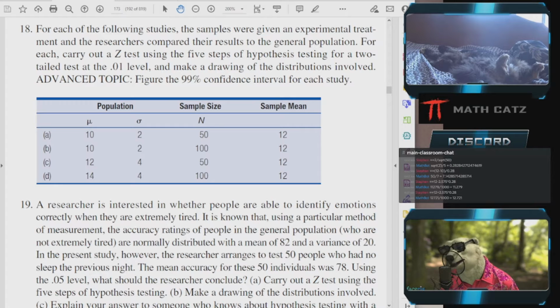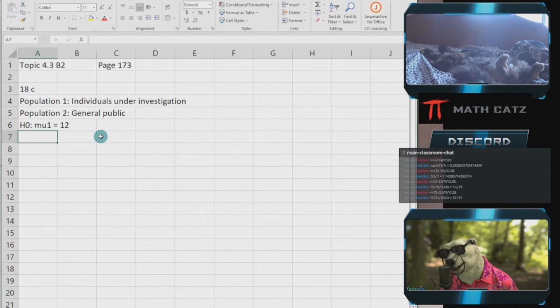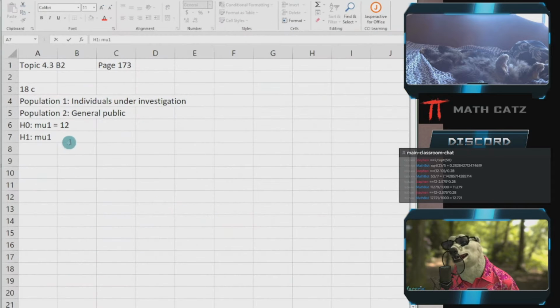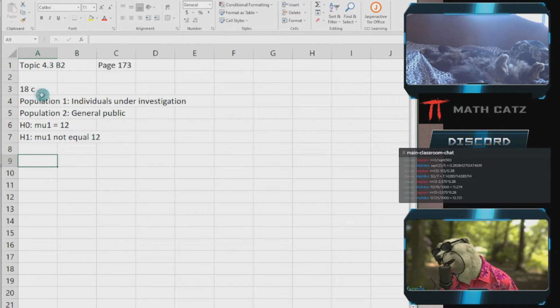Alrighty, so let's also make a note of the research hypothesis, of course. Now they say it is a two-tailed test. So my null hypothesis is that it's equal to the population 2 mean, or it is not. Now I don't want to mess with math symbols here, so I'll just say not equal to 12. All right. Then we're moving on. I'll just do it with spacing.